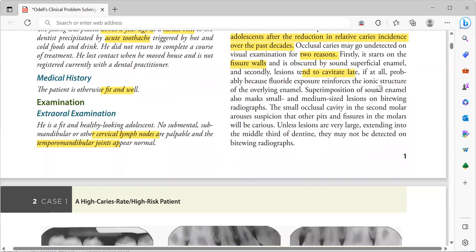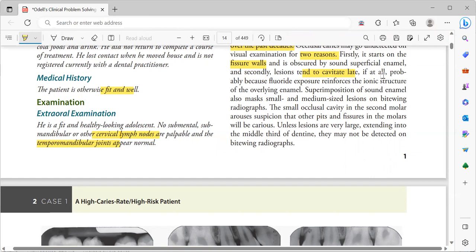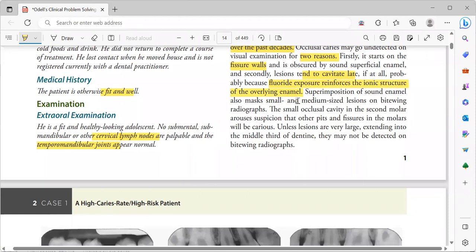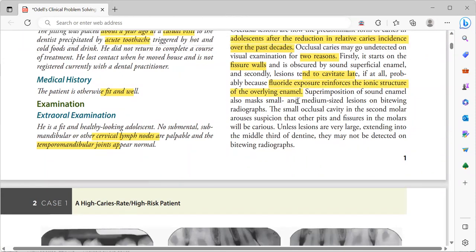And on bite wing X-rays as well, we may sometimes miss occlusal caries, but bite wing radiographs are best for proximal caries, probably because fluoride exposure reinforced the ionic structure of the overlying enamel. So this is just a concept where they say that fluoride helps strengthen the overlying enamel, which would hide the decay underneath.